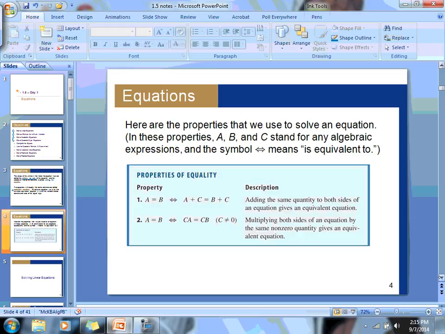Some of the practices that we use when we're solving an equation are to add something from one side of the equation to the other, or subtracting. Whatever you subtract from one side, you need to subtract to the other side as well. Or multiplication. You can multiply something to one side of the equation and the other, or divide. But remember, you have to keep the equation balanced, so what you do to one side, you have to do to the other.